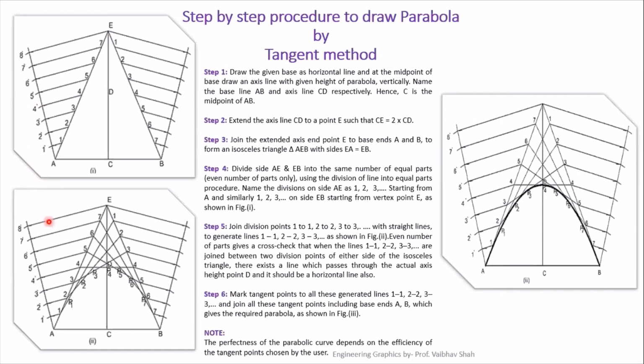Now, after dividing this line, the next step is very simple. We'll be connecting 1 point with 1 point by a straight line, 2 point with 2 point, 3 point with 3 point, 4 point with 4 point, 5 point with 5 point, 6 point with 6 point. You have to join 7 point with 7 point. So we'll be joining each of the points by a straight line, and you will have a diagram something like this.